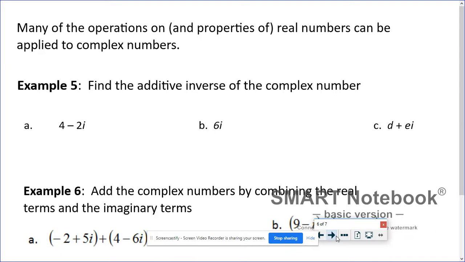Last part of the objective was to do some operations. Adding and subtracting with complex numbers works the way I think you think it should. To sum it up, the process is collecting like terms. In example 5, we're just looking for the additive inverse. So take the opposite of both parts. The opposite of 4 is -4. The opposite of -2i is positive 2i. 6i, the opposite of that is -6i. d plus ei, even though they're variables and not numbers, opposites are opposites.